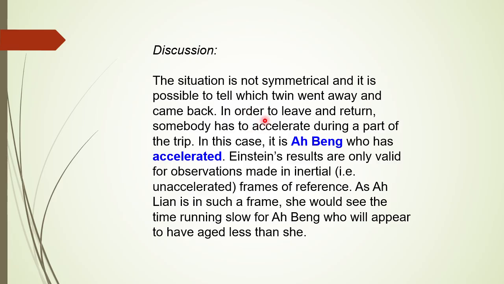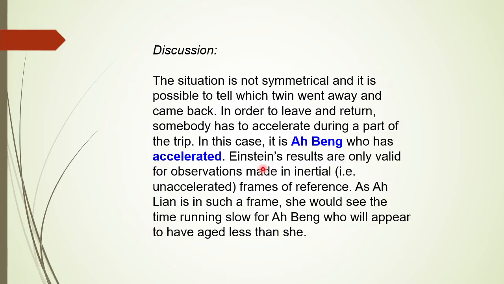His direction will change, right? In order to leave and return, one person has to accelerate during a part of the trip. So it turns out that the person on the spaceship has to move away from the Earth at 0.8 c, then experience this turn effect. He has to slow down, stop, turn around, and come back to the Earth and go at 0.8 c again.